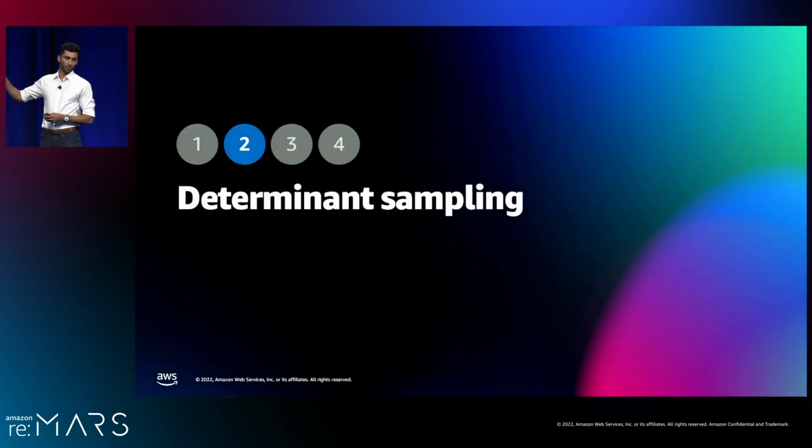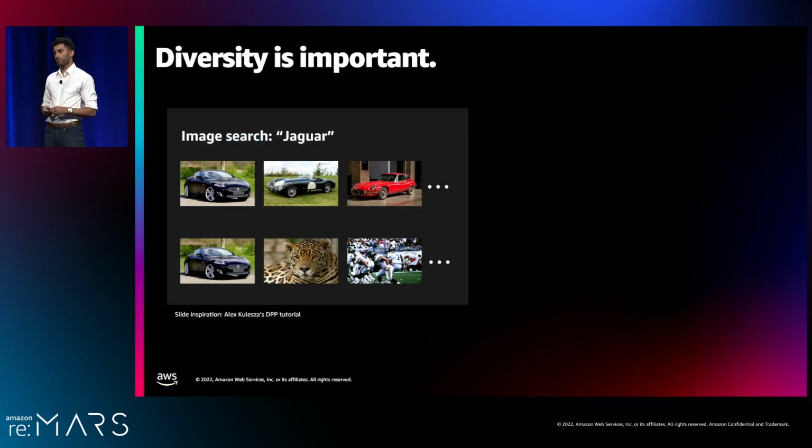The second algorithm that I want to introduce you to is determinant sampling. This is a way of selecting diverse representatives from a set. If you do a Google search for Jaguar on Google, then if you get the first set of images, you'd be pretty disappointed. That is Jaguars, but it's just cars. And you might not get what you're looking for.